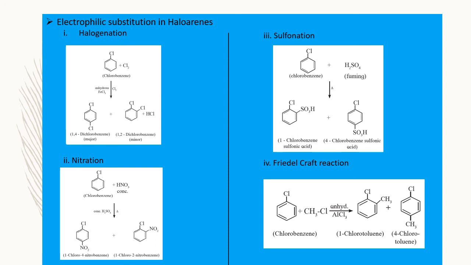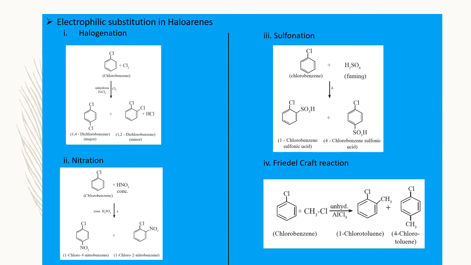Second one is the nitration reaction. It is carried out by heating haloarene with concentrated HNO3 in presence of concentrated H2SO4. Thus, chlorobenzene gives 1-chloro-4-nitrobenzene and 1-chloro-2-nitrobenzene. Third one is sulfonation. It is carried out by heating haloarene with fuming H2SO4. Thus, chlorobenzene on treatment with fuming H2SO4 gives 2-chlorobenzene sulfonic acid and 4-chlorobenzene sulfonic acid.